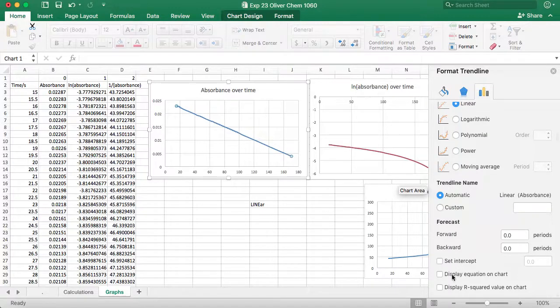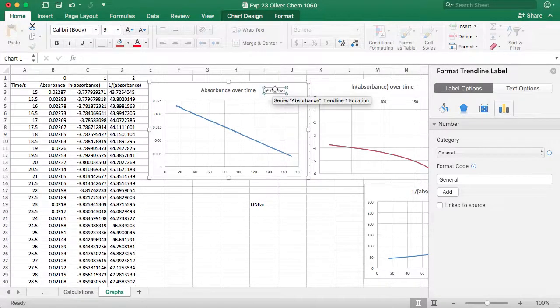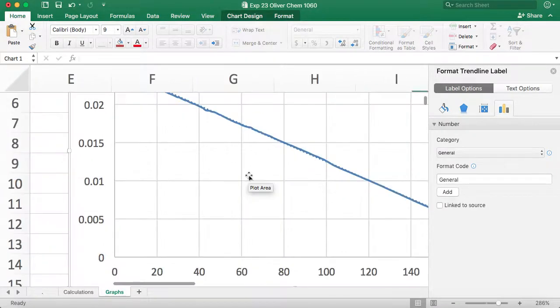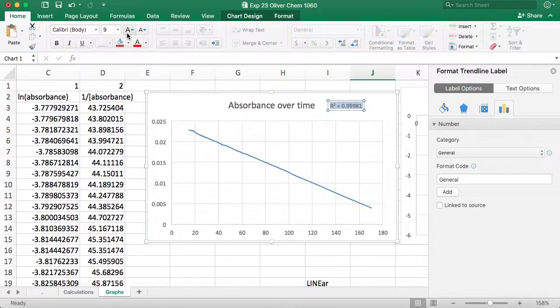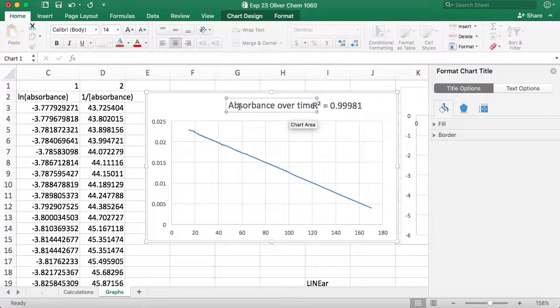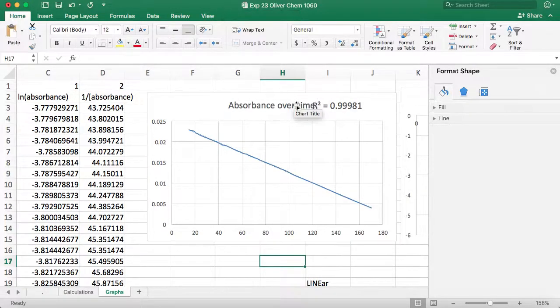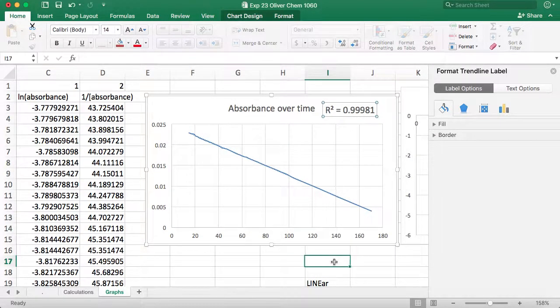And you can choose to display the equation on your chart. You don't need it for any calculations, so I would probably just choose to display my r² value. Reminder that r² is how closely the data matches the line. So if you zoom in really close, you can see there's a dotted line as well as our data. And it's really, really close. So our r value is going to be very, very close to 1. If our r value is 1, it would be a perfect match. Since we have 0.9998, that means that it is very, very, very close.